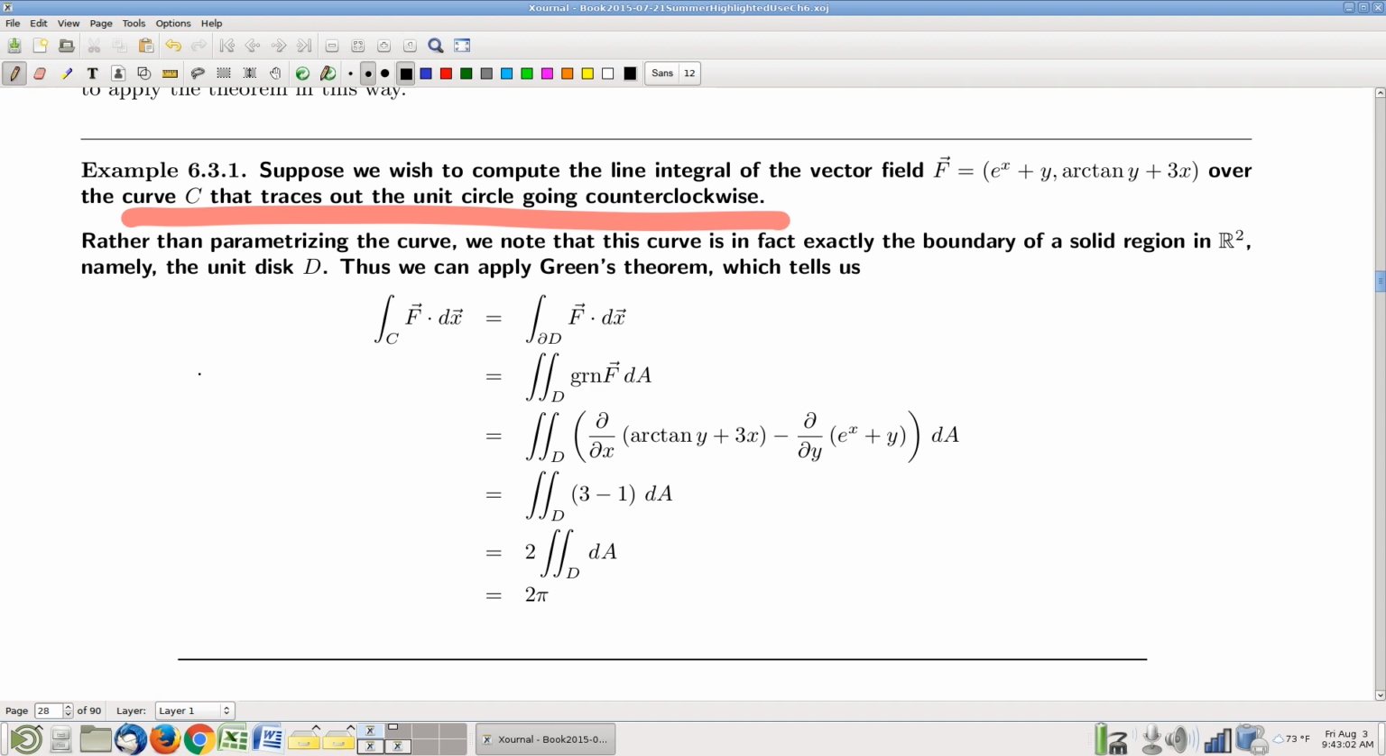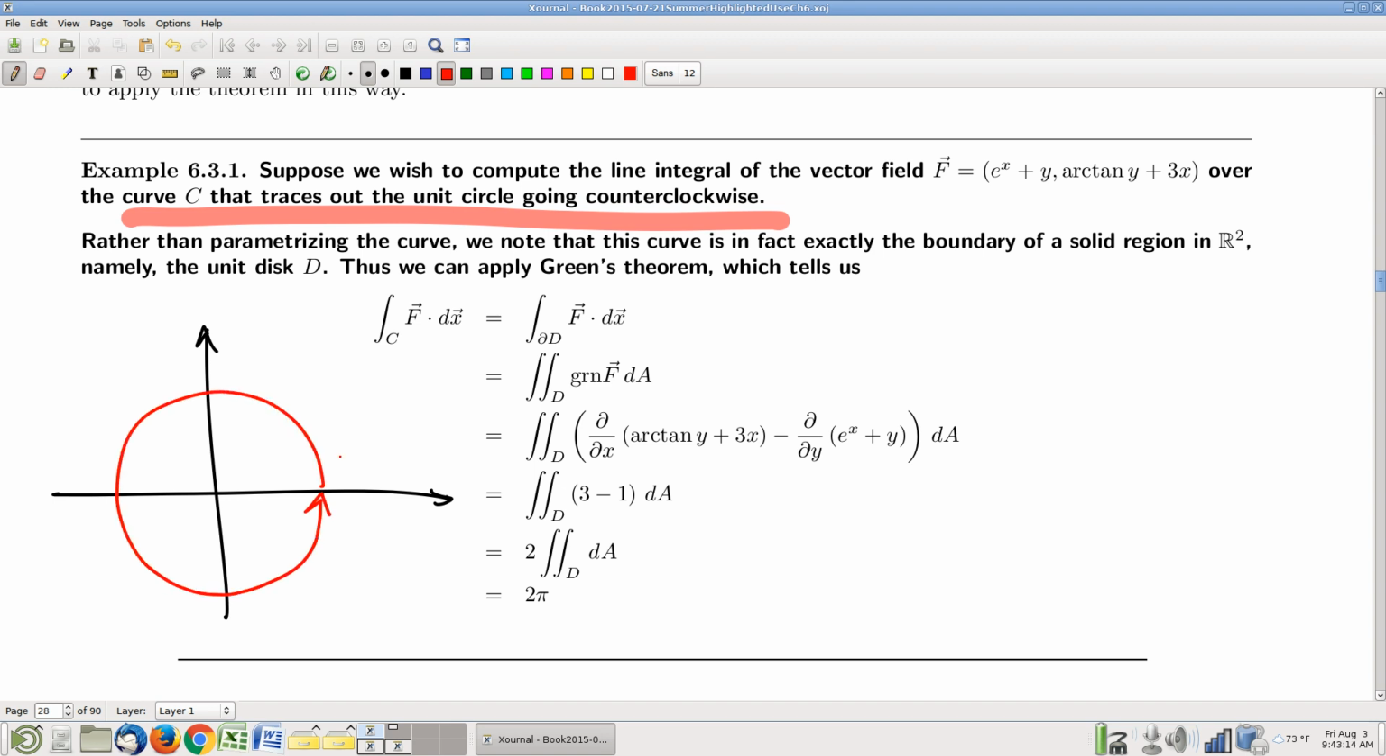So let's draw the picture. Here's a plane, and our curve C, the unit circle going counterclockwise. So here is our curve C. And by the way, you're welcome to use your geometric intuition for this sort of thing. We ask the question, is this curve a boundary of something? What is this curve the boundary of? Conveniently, it's the boundary of the unit disk. Even though this curve is clearly a boundary, it's certainly not the case that all curves are boundaries.